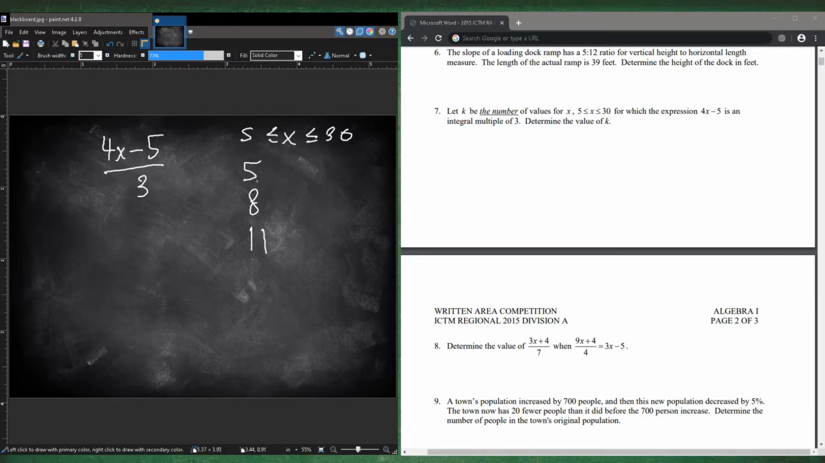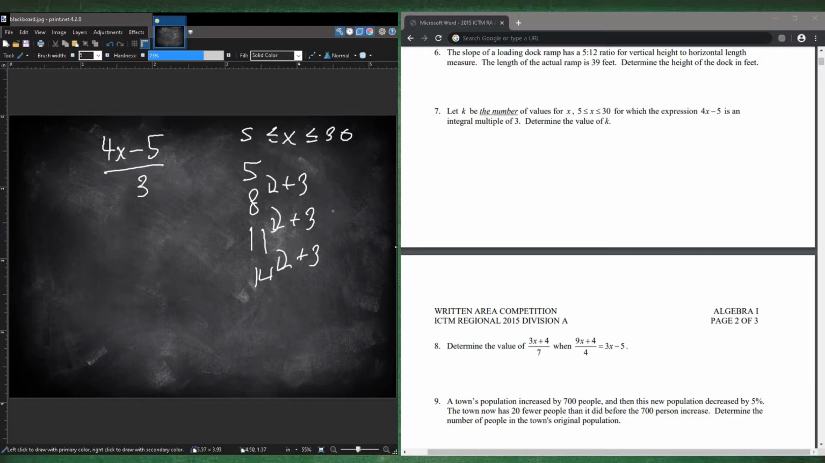So you kind of see a pattern. From 5 to 8, you have to add a 3. From 8 to 11, you have to add a 3. So let's see if 14 works if this pattern continues. 4 times 14 minus 5 divided by 3. That's 17. That works. So this is going to be the pattern. Every 3 added to the 5: 5, 8, 11, 14, 17, 20, 23, all the way to 30 works.